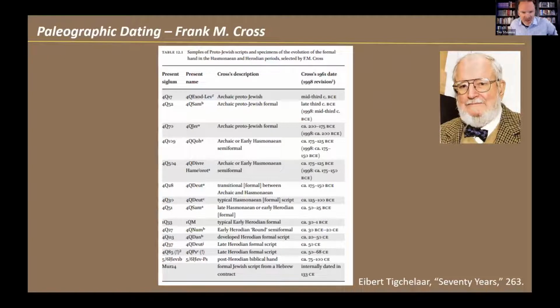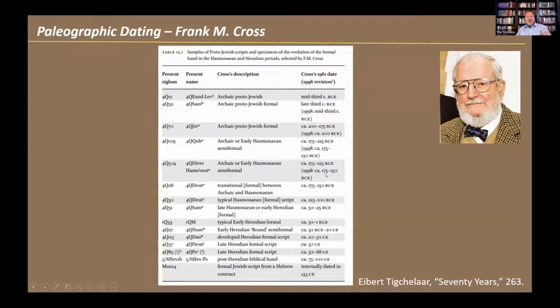Now here's a table of his work. His original work was in 1961. There was a revision to it in 1998. And you can see going down the list of documents, again, they're predominantly all Q4 from Cave 4. And he'll say, okay, this one is in the mid 3rd century, so that's about 250 BC. And then we get to 225 BC. We come down to this one, we see that it was 200 to 175. Then we changed it to 200 a little more specifically. We have 175 to 125, and then we have 175 to 150.